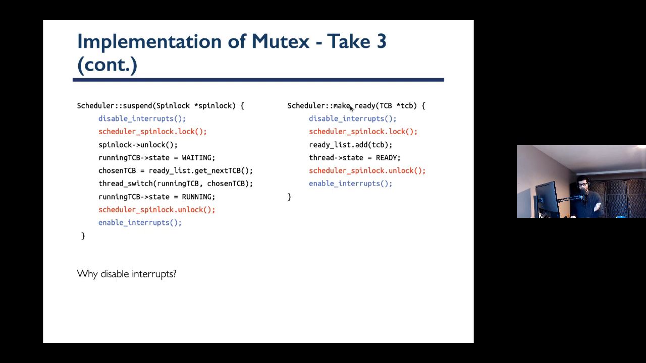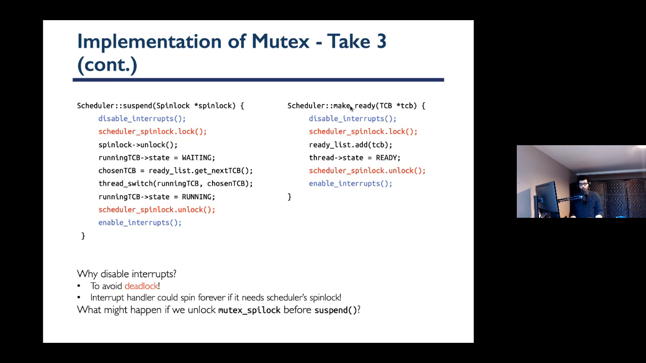So I explained this question, why do we disable interrupts, is because we want to avoid deadlock. What might happen if we unlock the mutex spin lock before suspend? So what happens if we do this one, this line, spin lock unlock, instead of inside the suspend? What if we do it before calling suspend?